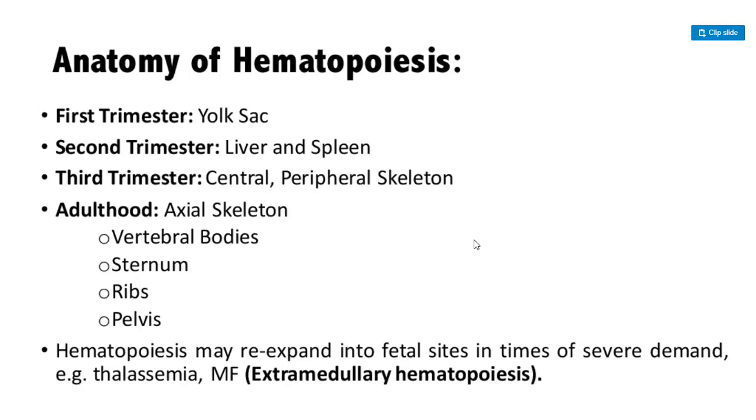So don't forget that. You could be asked in an exam, what is extramedullary hematopoiesis? It simply means the production of blood cells in areas that are not the bone marrow in an adult. So we have production of blood cells outside the normal bone or the normal skeleton where they are produced. They could be produced in the liver or in the spleen, which were the locations for production when the baby was still in the womb as a fetus. So that's what we call extramedullary hematopoiesis.